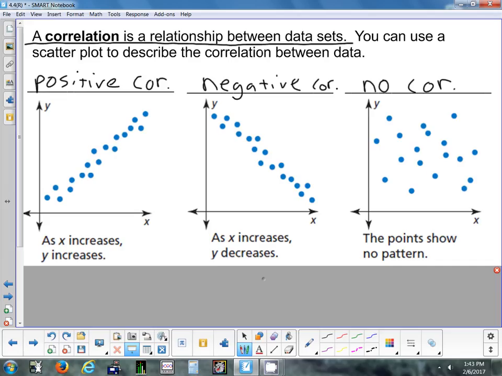All right, so something that you wouldn't think would have a correlation, most likely, might be like the temperature out, or say how windy it is outside, and the grade you get on a test. There probably isn't really much of a correlation between how fast the wind is blowing and the score you get on a test, right? So that kind of thing would probably have no correlation.